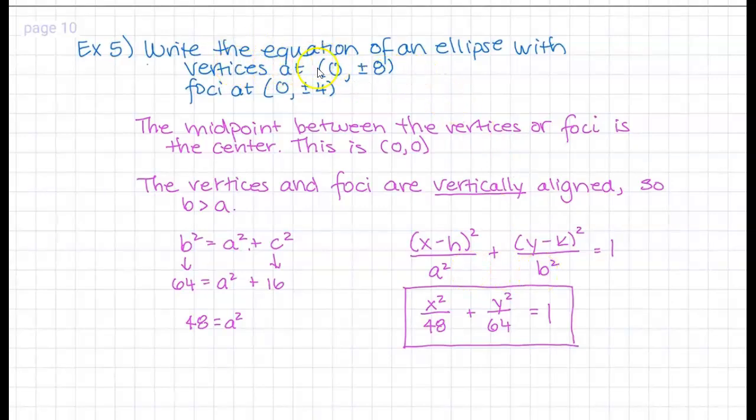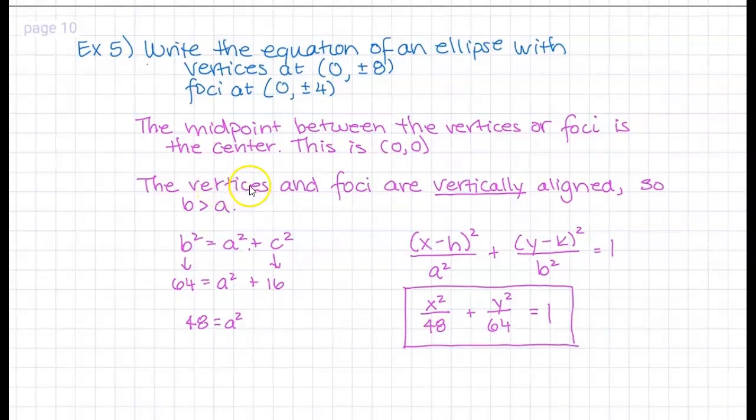The vertices are going to be at a or b because the x coordinate is staying the same. It's the y coordinate changing. That means that these vertices are vertically aligned, and so that tells us that this has something to do with the value of b. And then the foci always have to do with c. So the midpoint between the vertices or the midpoint between the foci, that's going to be your center.